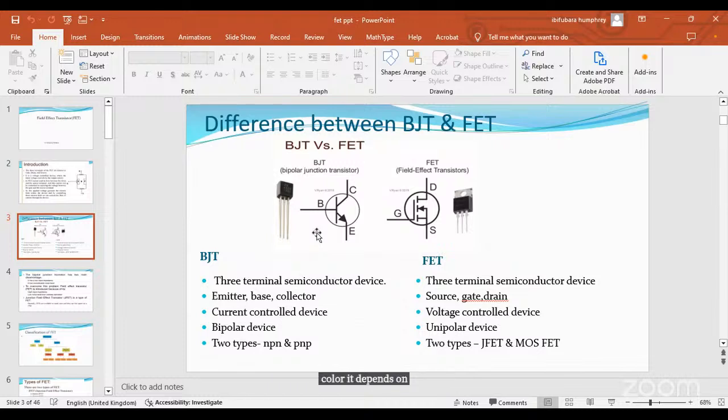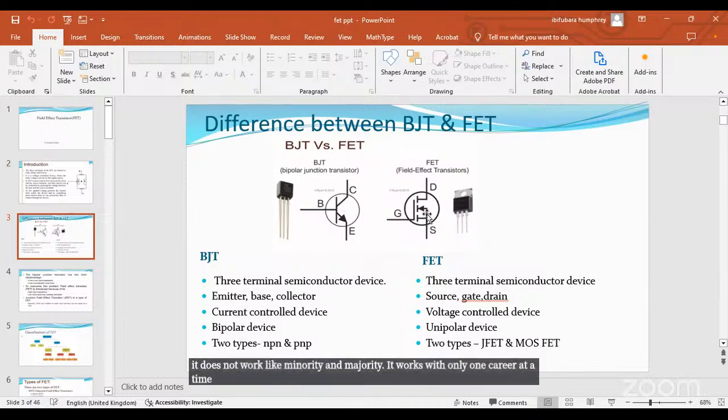For NPN, electron is the majority charge carrier. For PNP, hole is the majority charge carrier. But it's not so with FET. FET is a unipolar device. FET also has holes and electrons, but it does not work like minority and majority. It works with only one carrier at a time.